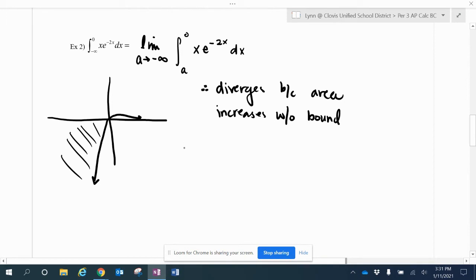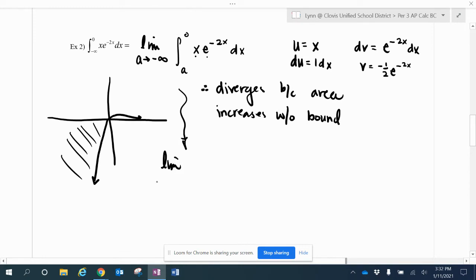But if you want a little challenge for yourself, you should go ahead and actually integrate that. As a reminder, this would be an integration by parts, and I know that because I have a polynomial times a transcendental. If I let u equal x, then du is 1 dx, and the dv piece would be e to the negative 2x dx, and then v would be negative 1/2 e to the negative 2x. I'm not going to do this whole problem for you, but this would be a good one to practice on your own.